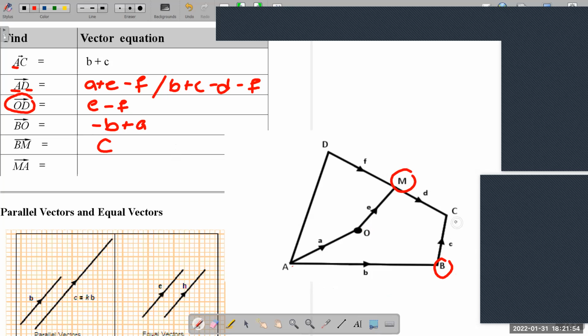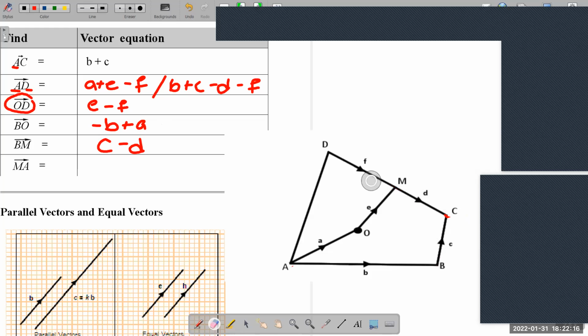And that's going to take us to here. And then how do I get from C to M? Since we're going in the opposite direction, it's going to be, finish it. Excellent. Minus D or negative D. Yep. All right.